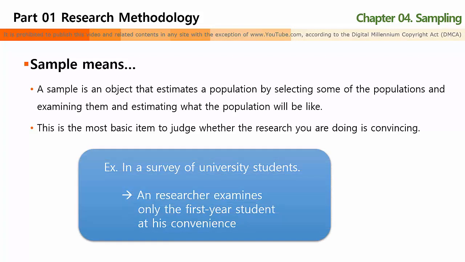For example, suppose you are conducting a survey of university students. If the researcher examines only first-year students at his convenience, can the result of this survey be a good study of university students' thinking? Of course, the first-year students selected as the sample are university students. But it is hard to say that their thoughts represent all students' thoughts. Therefore, this is erroneous sampling, and the results of the study are unreliable.